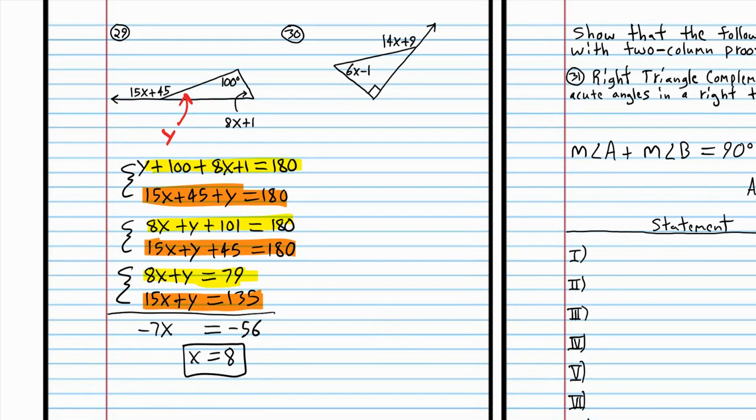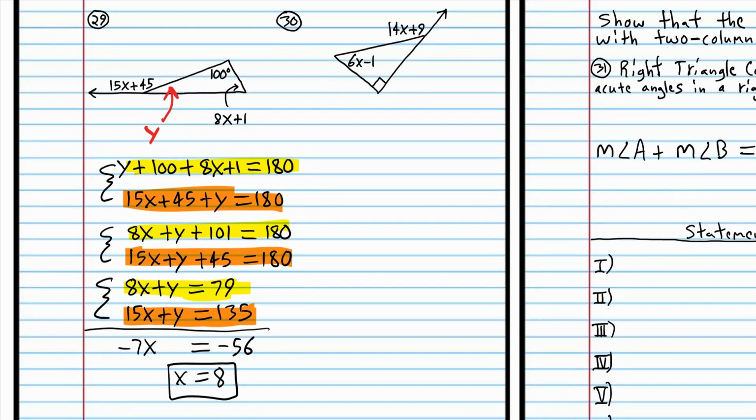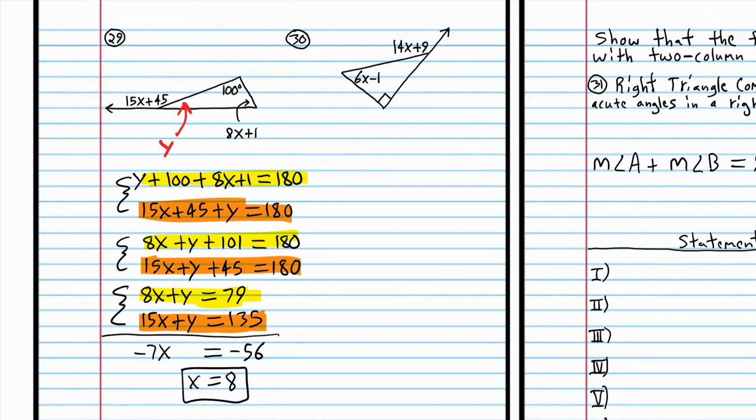And why don't you try number 30? And when you come back, again, we have another 90-degree angle. I keep giving you those 90-degree angle problems, those right triangle problems. Try number 30, and when you come back, we'll do it together.